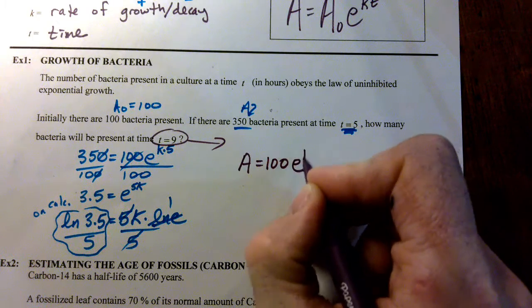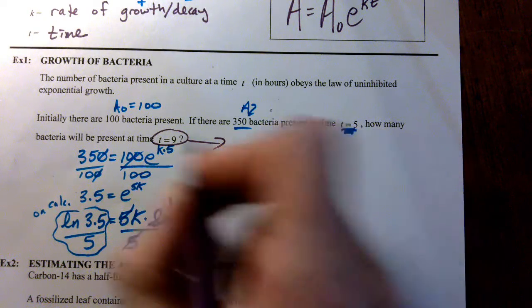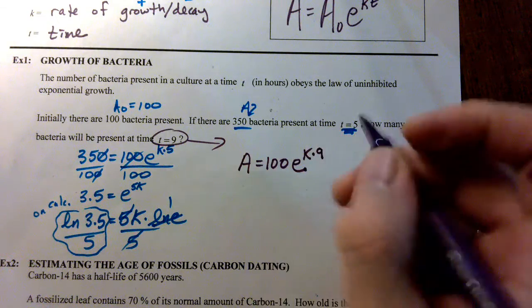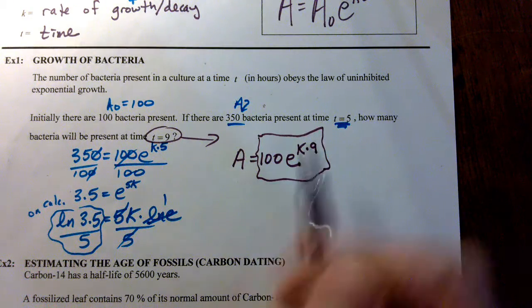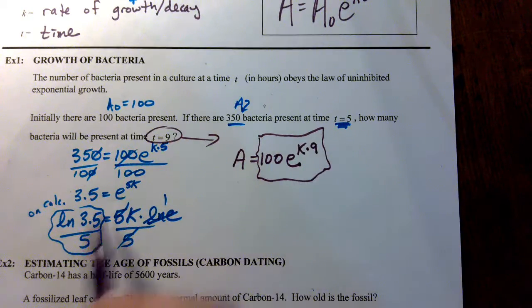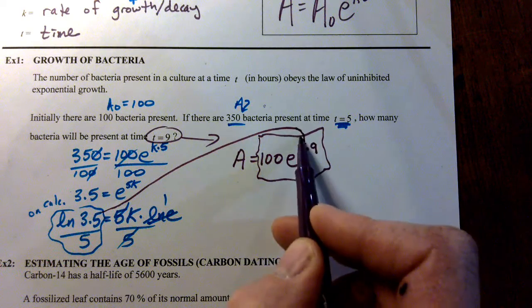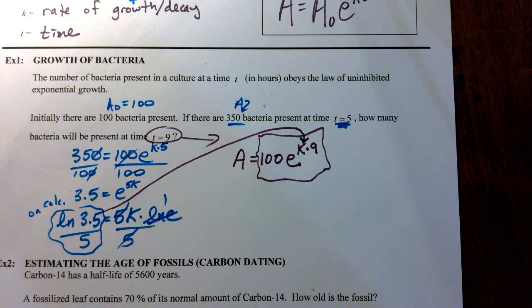E raised to the k times, and now we put a 9 up here. What I need you to know right now is that you can put all of this on your calculator perfectly because k is right here. So you would just put that value in for k. Can you nod? Do you understand?